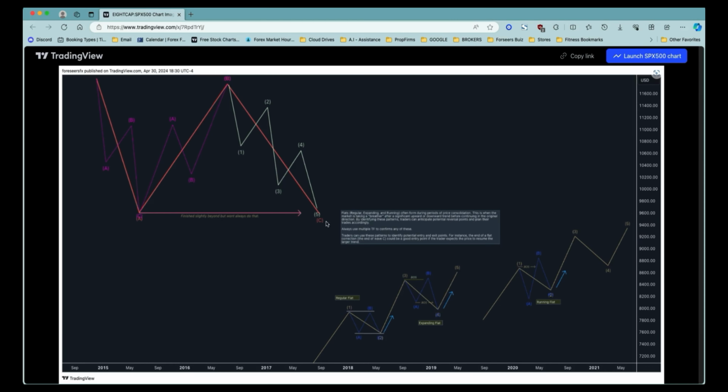But yeah, as you can see, wave C finished slightly beyond wave A, but it won't always do that. It might just be a wick. Okay, who knows? But at this point, you should be able to read this. All right, you should be able to read this.